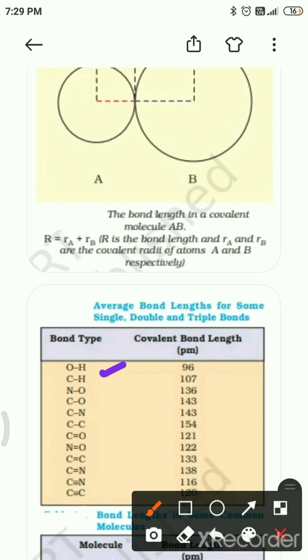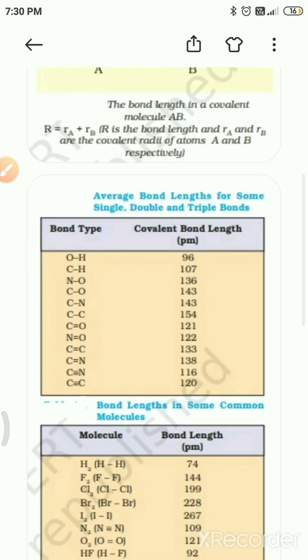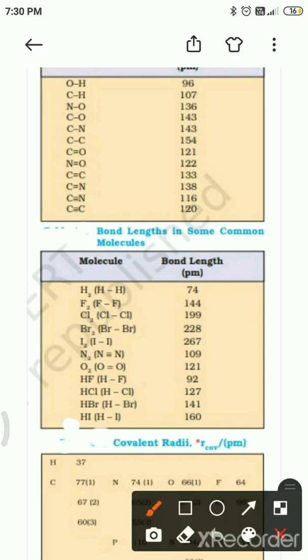Then C-H is 107, N-O is 136, C-O is 143, C double bond O is 121, and C double bond C is 120. The bond lengths for some common molecules are also given in this table.